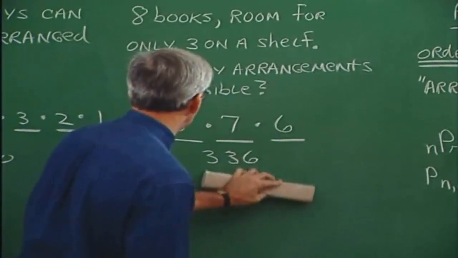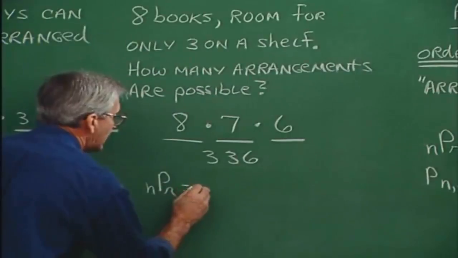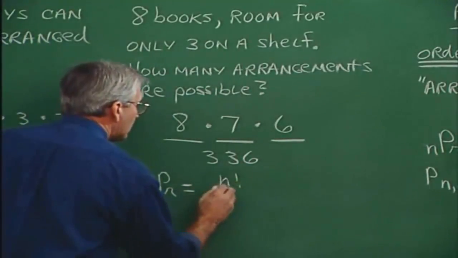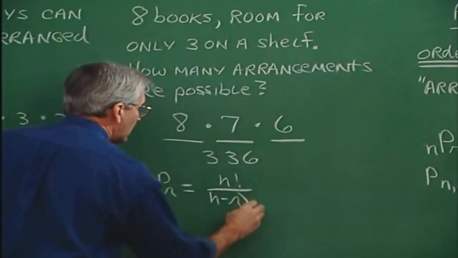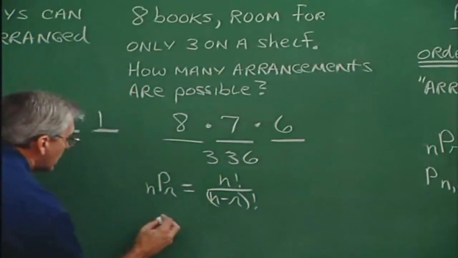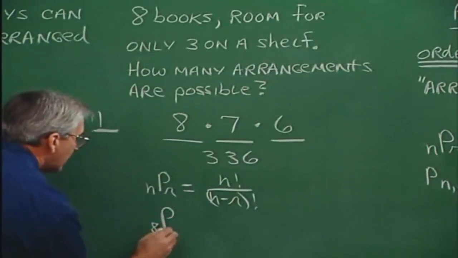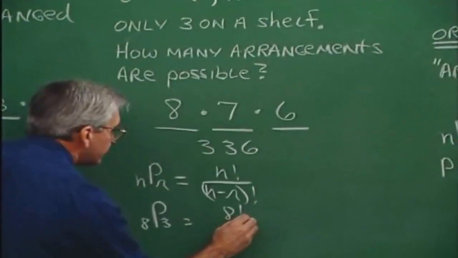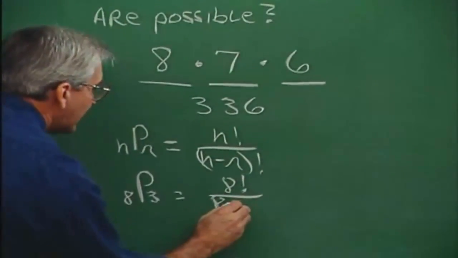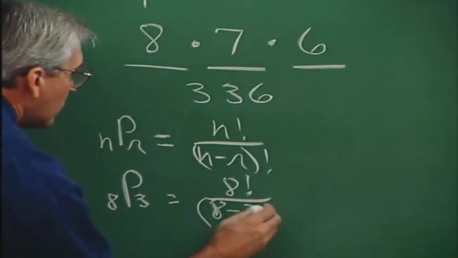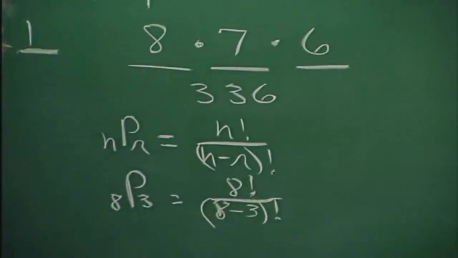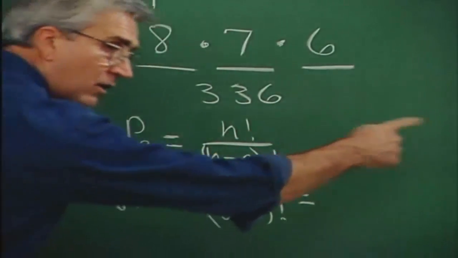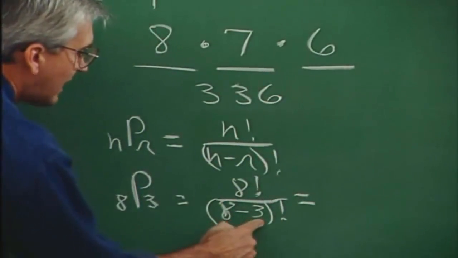When you use the permutation formula, write it down just like you normally do with other formulas. You should write n factorial over n minus r factorial. And then we're talking about the permutation of 8 things taken 3 at a time. So it is 8 factorial over 8 minus 3 factorial. Now 8 factorial means 8 times 7 times 6 times 5 all the way down to 1. 8 minus 3 is 5 factorial.